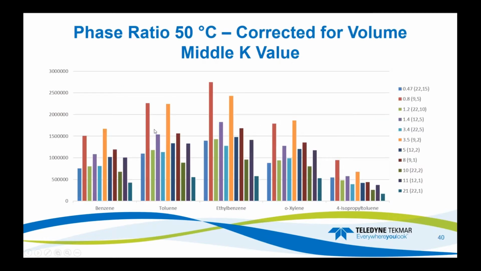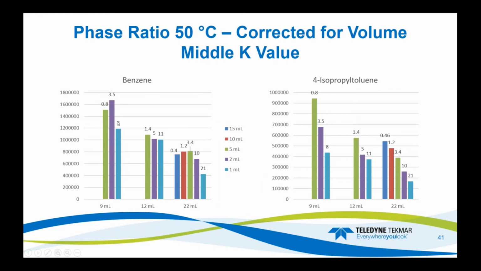Now, let's correct those values again for the volume. We see a different chart here with the middle partition coefficient values. Again, pulling those out so we can see each one individually. With the benzene, we really don't see a large difference in that peak area when it's corrected for volume. So again, as that equation changes and our partition coefficient increases in value, we don't get that much more sensitivity.